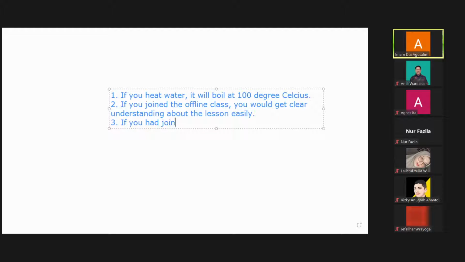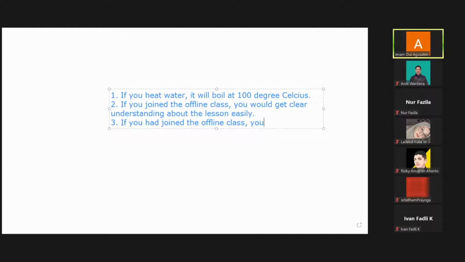had joined the class, the offline class, and then you would not have missed the understandings, for example. Okay, so this one, you would not have missed the understandings about the lessons. Okay, so again, this is conditional type 1, type 2, and type 3.